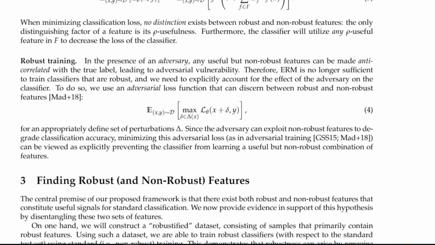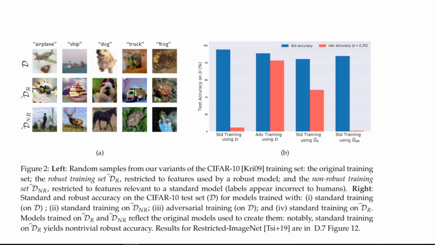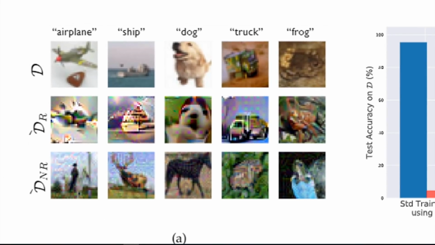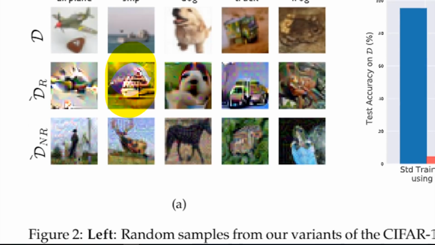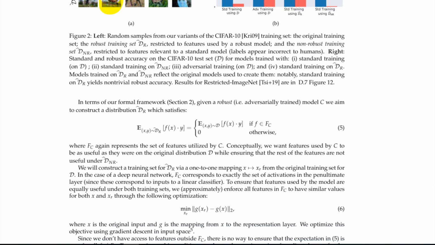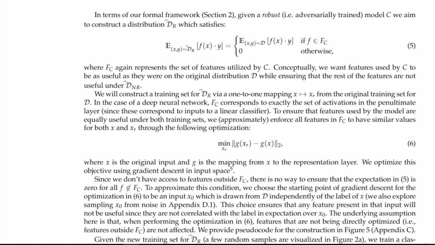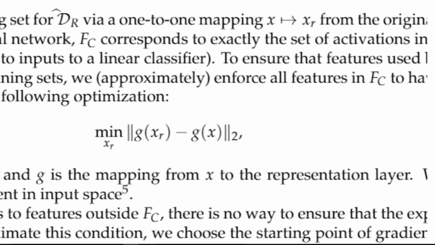And here is where we get into the details. Here you see examples: this is an original image of a ship in the CIFAR-10 data set, I believe, and this is a robust sample. So these are only robust features of the ship, and this is a ship made with only non-robust features. You see it's actually a moose, but the non-robust features have been changed to ship. All right, so the way they construct a robust version of the data set, they have a formal definition, but the way they do it is as follows.